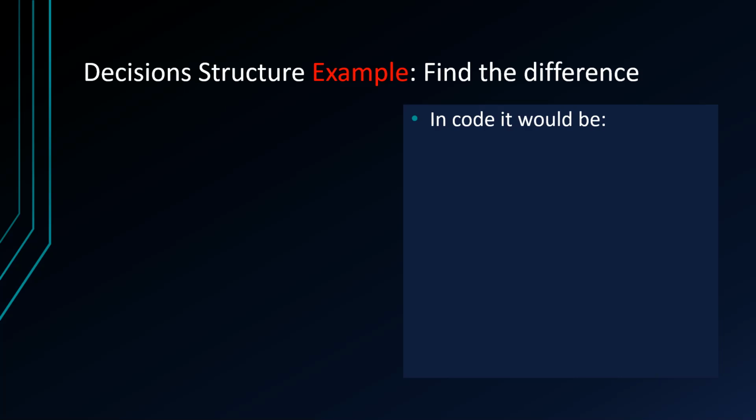Now we all know when you want to find the difference between two numbers, you just subtract them. But it always brings up that problem of what if one number is bigger than the other one and we don't know which one is the bigger one? So we might end up with a negative result. Well, let's make an if structure. Let's make a decision structure that handles that.